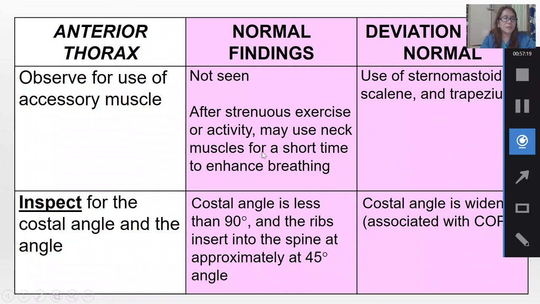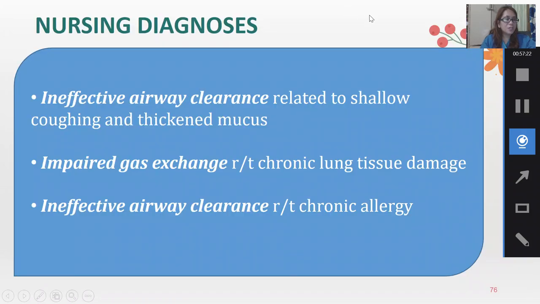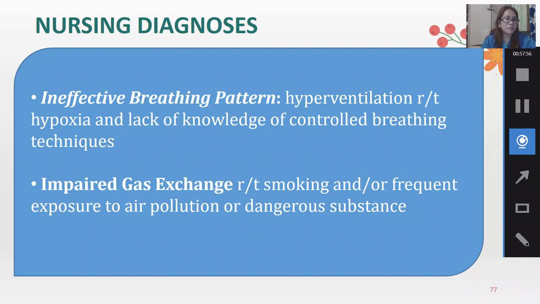The costal angle, the normal is less than 90 degrees, and the ribs inserted to the spine is approximately at 45 degrees angle. So, sample nursing diagnosis for the lungs. So, ineffective airway clearance could be related to shallow coughing and tachycardia. So, ano to? Two-part, three-part. Impaired gas exchange related to chronic lung tissue. So, two-part lang to. Ineffective airway clearance related to chronic allergy. These are just examples of nursing diagnosis that you can formulate from the problem or from your assessment.